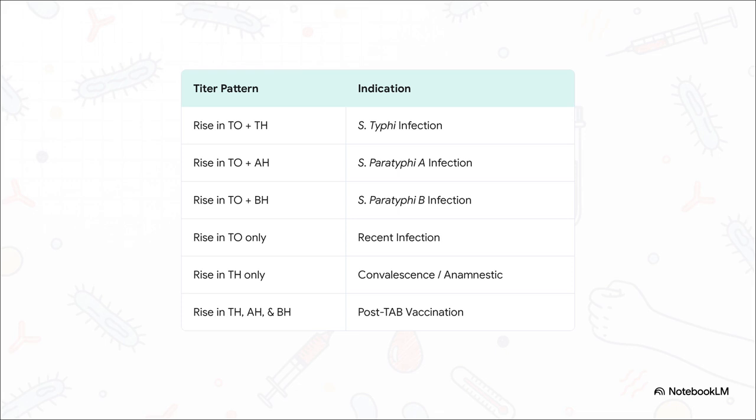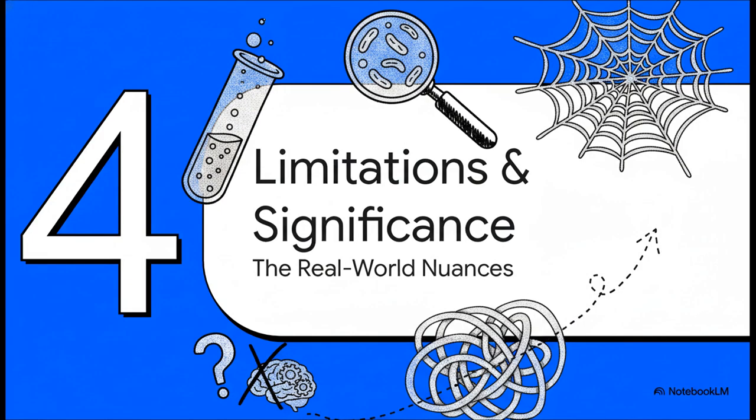A rise in just TH could mean the patient is recovering, or it might be something else called an anamnestic response. And if all the H antigens are up, your first thought should be a past vaccination. Now, as much as we love a classic test, the Widal is far from perfect. It's so important to understand its limitations and how to interpret it in a real-world clinical setting.